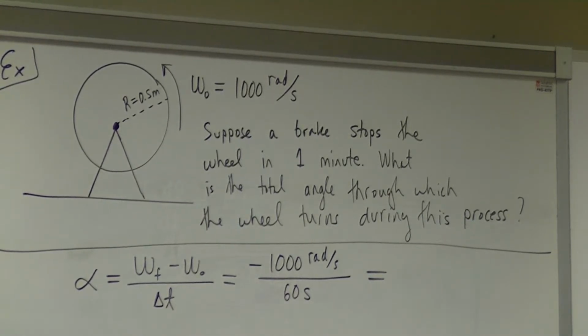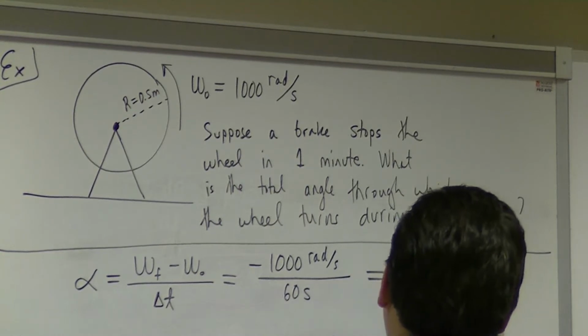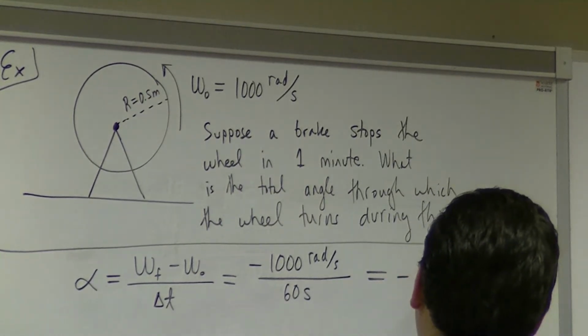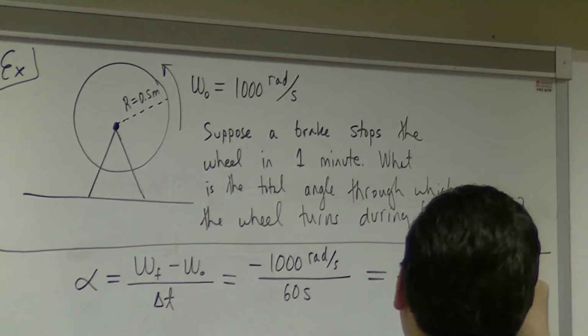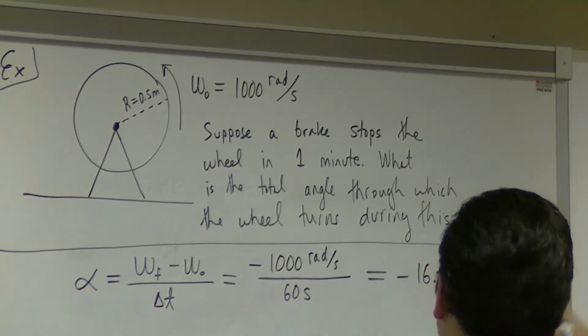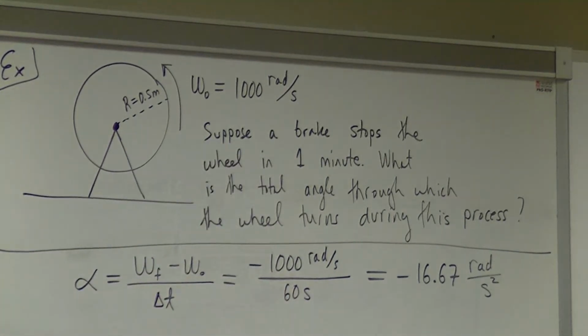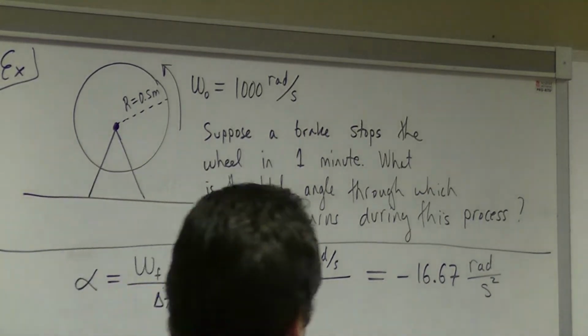You guys got a number for me? 16.67. So minus 16.67 what? Radians per second, or per second squared is what I usually say. Well, you didn't ask for that, I know, but it's helpful to find what we're looking for, right?